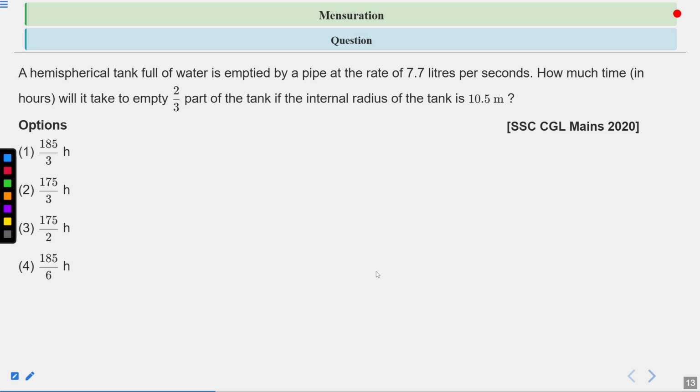So there are 4 options. First one is 185 upon 3 h, second is 175 upon 3 h, third one is 175 by 2 h, and fourth one is 185 upon 6 h. H represents the hours.